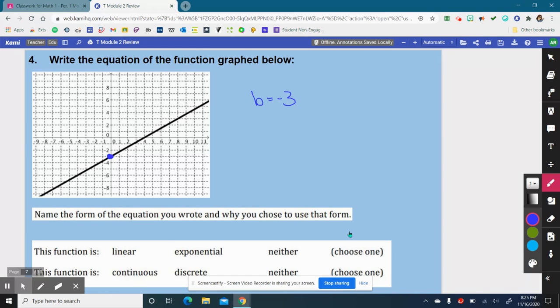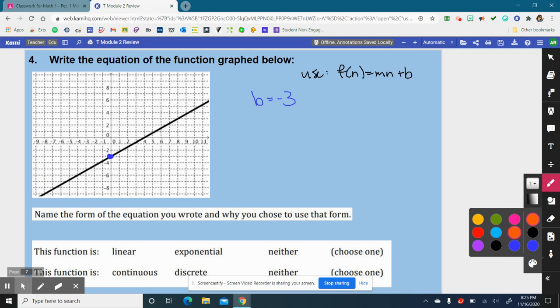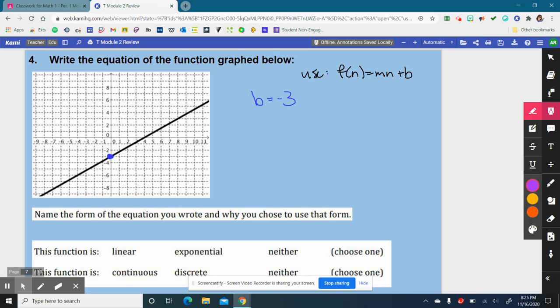Now, because we can see where it passes through at a nice number like this, we're using the slope-intercept form equation. f of n is equal to mn plus b. So I got my b. Now I have to figure out my slope, my m value. So what I'm going to do is follow my line, and I tend to go to the right because I read left to right. I'm right-handed. I go to the right.